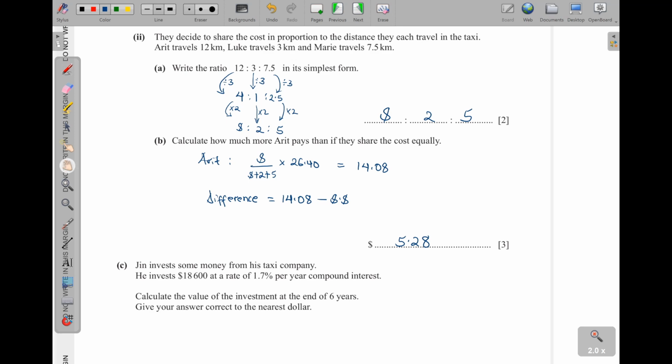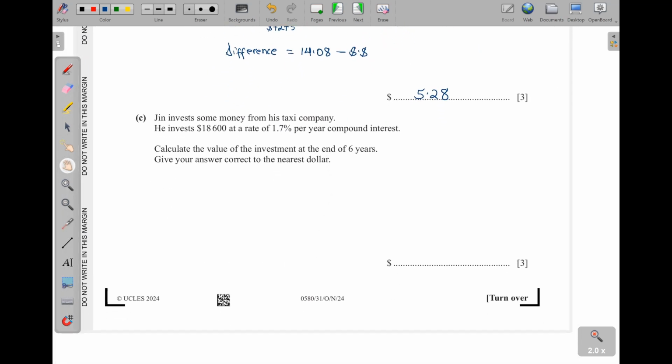Then next part C, Gene invests some money from his taxi company. He invests $18,600 at a rate of 1.7% per year compound interest. Calculate the value of the investment at the end of 6 years. Give your answer correct to the nearest dollar. That means it has to be a whole number.